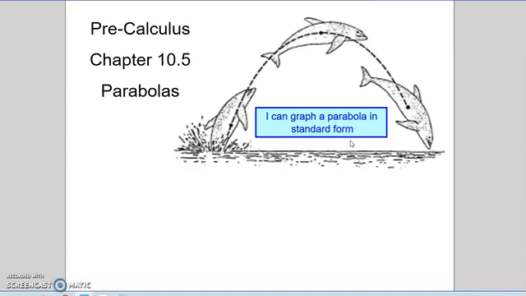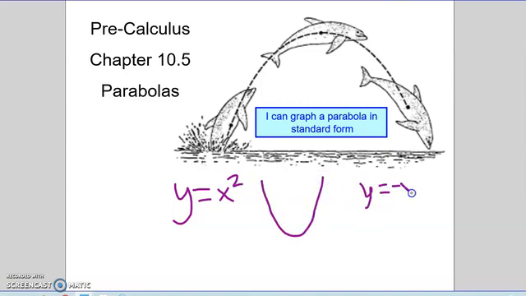So if you remember back, the most basic parabola was something like this, y equals x squared. So these things had a U shape. If I wrote y equals negative x squared, then that would be a downward facing parabola like that. So they have other things around them, other trimmings, and so we'll look at the full standard form and what that looks like for a parabola.